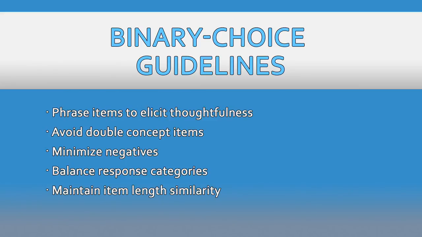Or just avoid negatives entirely in this format. You just don't want to make people have to stop and think too much. You want to have approximately equal number of items representing the 2 categories, whether true, false, or some other dichotomy that you choose to use. Finally, keep your items about the same length in each category. I put that one last because that's pretty obvious to me.